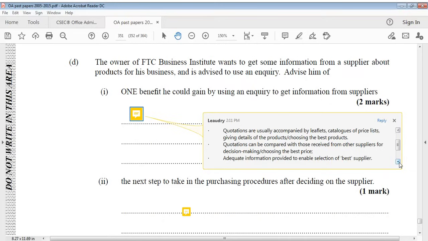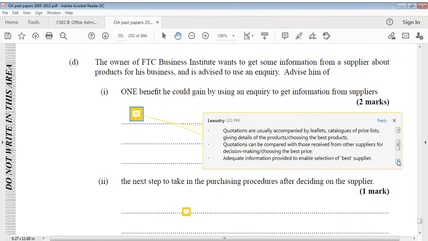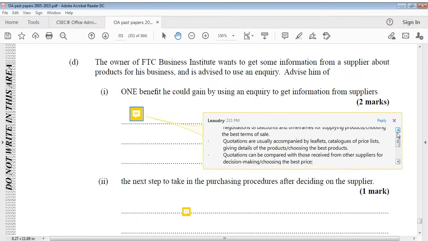So any one from these answers would give you 2 marks. All right.